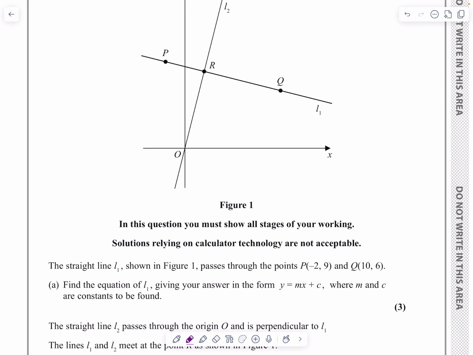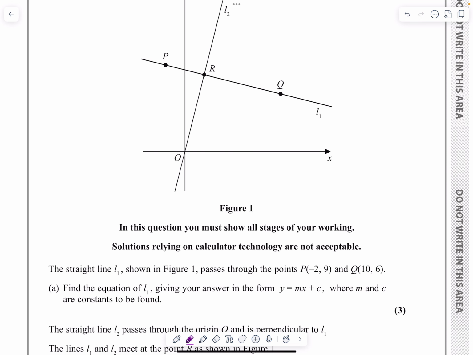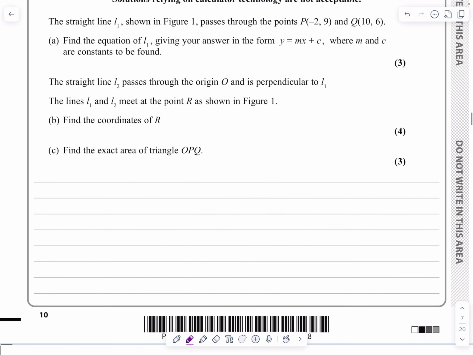It says we've got straight line L1 shown in the figure, and that passes through the points -2, 9, and the other point is 10, 6. So I'm going to put those on my diagram. So that's -2, 9. And this point over here is 10, 6. And the first thing it asks me to do is to find the equation of L1. I know how to do that, so I won't bother reading the rest of the question as of yet. Let's just jump straight into this part.